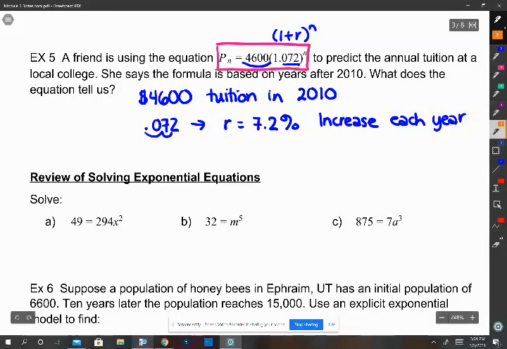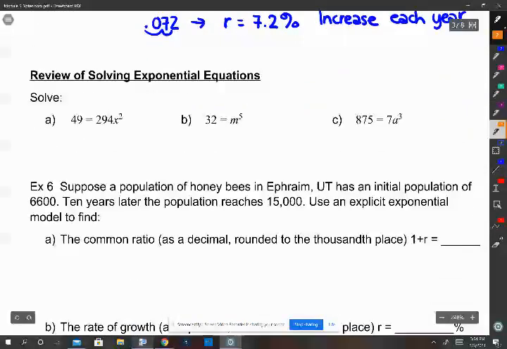The next thing that we're going to talk about or review really quick is how to solve exponential equations. Hopefully this is more a review than you're learning this, but the idea when we have a power is that we want to get the power part, the variable raised to the power, isolated. So I'm going to divide both sides by 294. And so I get x squared is equal to 49 over 294. And then I want to take the square root.